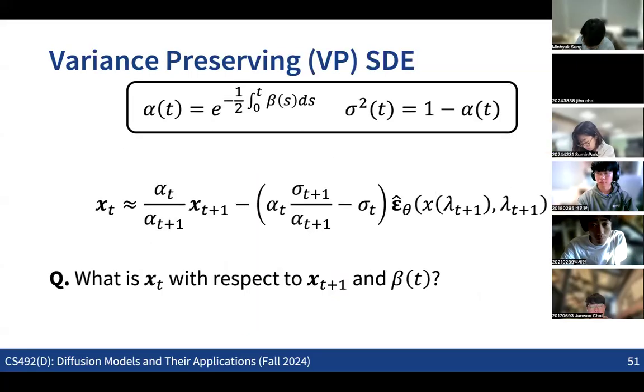So let's do the last exercise here for today. We have seen that in the variance preserving case, in the DDPM case, the alpha t and the sigma squared were defined with respect to the beta t here, right? And now we can say that this becomes some kind of first order approximation of the ODE formulation for each time step. So based on that, can you also describe the xt with respect to the xt plus 1 and the beta t?